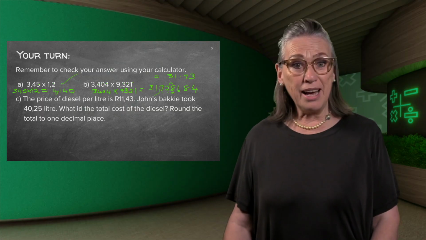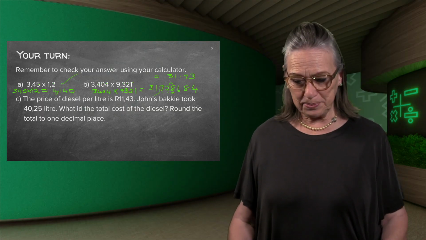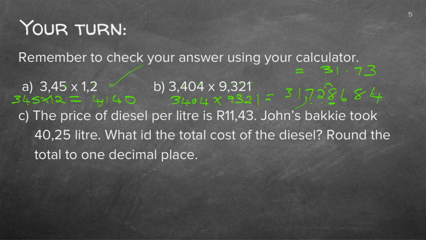Okay, so now this one. Oh, I love word sums. The price of diesel per litre is 11,43. John's bakkie took 40,25 litres. What is the total cost of the diesel? And they ask you to round the total to 1 decimal place. So what is the first thing we're going to do?